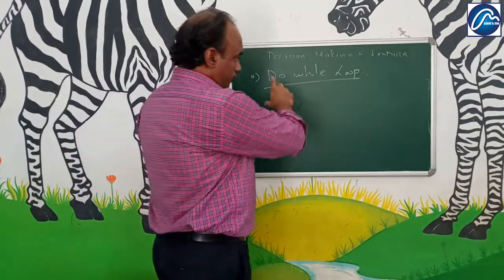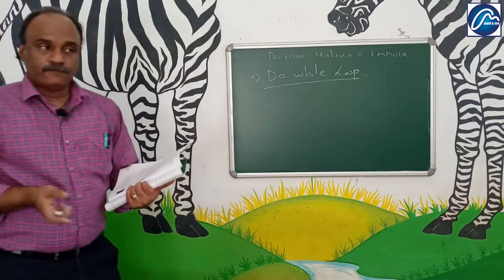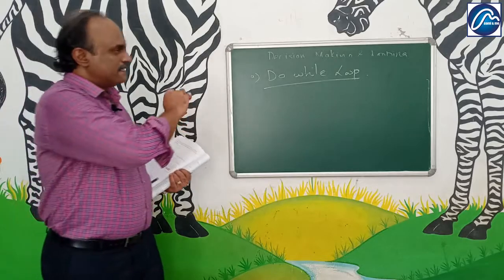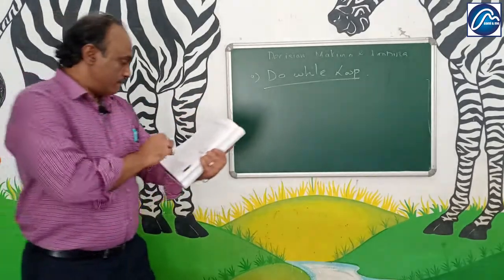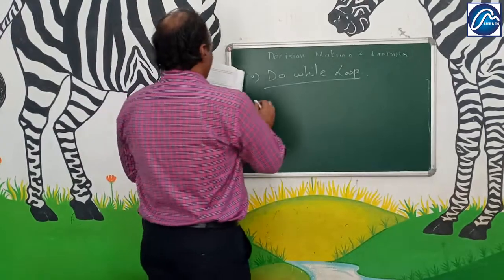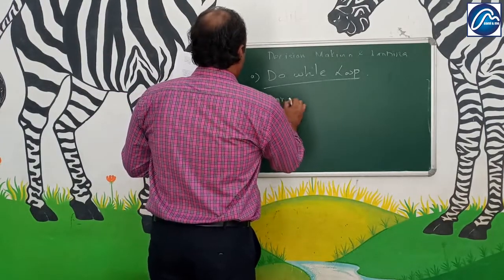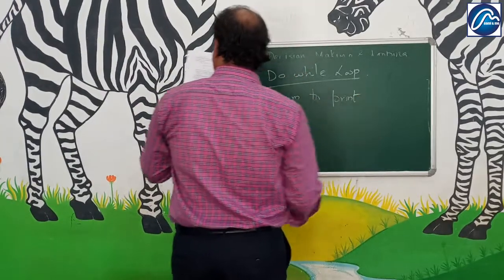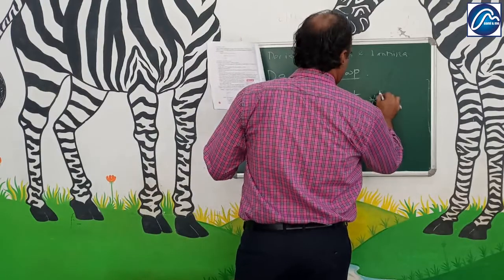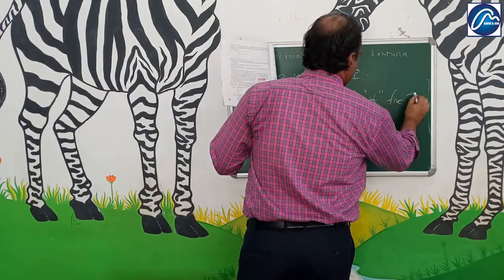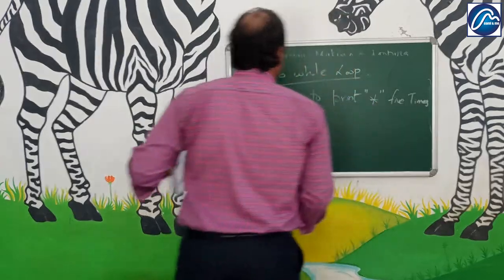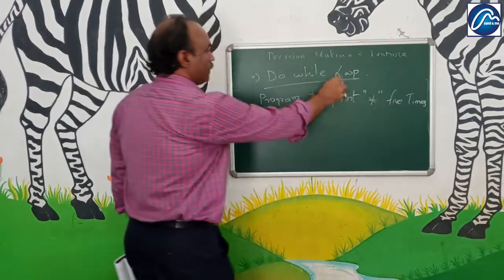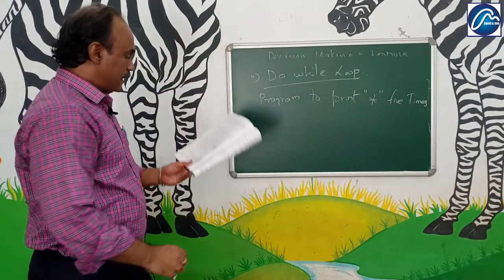Now, before I explain this, I will write an example so that these things become easy for you to understand. Because if I just go with the theory part, it will be difficult. Now, the example here is: program to print asterisk 5 times. How are we going to write a program to print asterisk 5 times using do while loop? That is what I am going to tell you here.